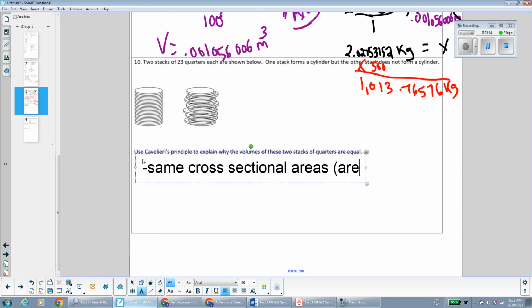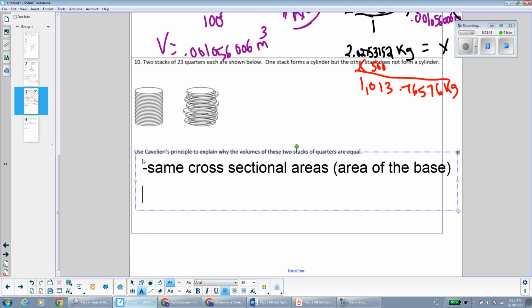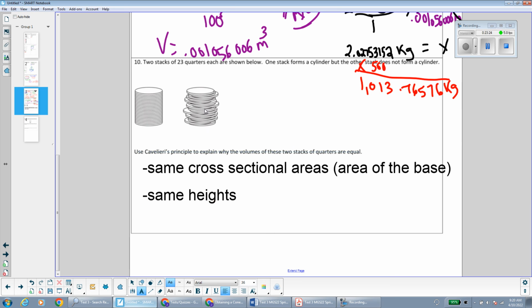And I also took area of the base and same heights. So clearly these do have the same heights because both of the stacks are made up of 23 quarters. So if you wrote that there are the same amount of quarters in each stack, I took that as being the same height, and that's why you didn't receive the full points off if you wrote that. Same cross-sectional areas, which once again, I took area of the base. That's what a lot of people were missing.